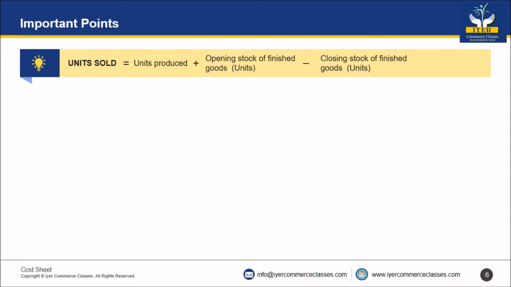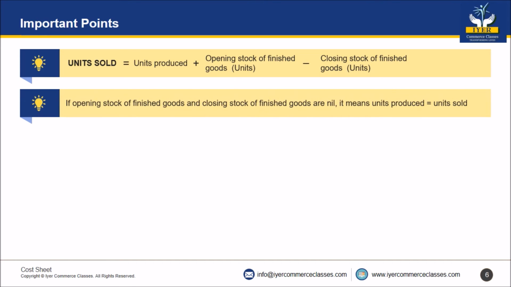Important points. Point number 1. Units sold is equal to units produced plus opening stock of finished goods in units minus closing stock of finished goods in units. In many questions, they will give you units produced, but they will not give you units sold. So you have to find out units sold by applying the formula: units produced plus opening stock of finished goods minus closing stock of finished goods.